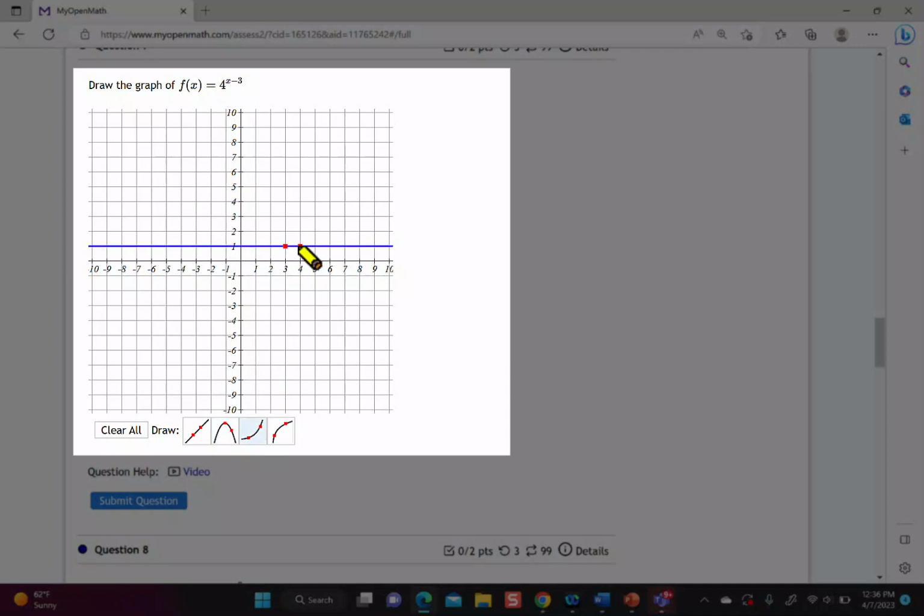After that, I could think the next number over is 4. 4 minus 3 is 1. 4 to the 1 is 4. So that will show me how quickly this function is going to curve.